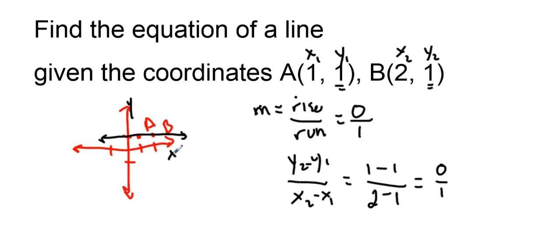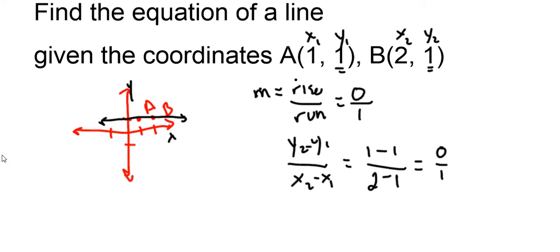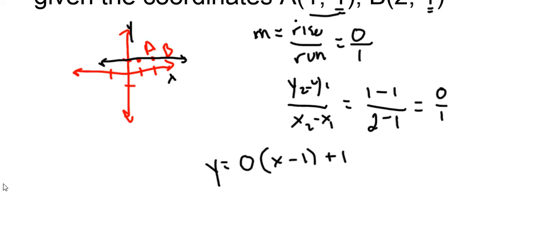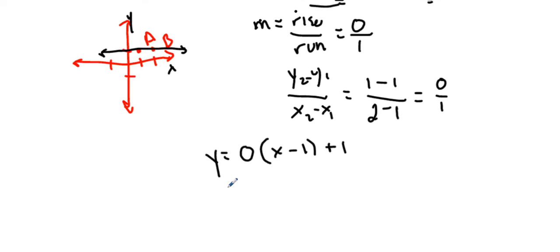Our slope is 0. Well, let's put that into our point slope form. y equals, we have a 0 slope, times x minus our point. Let's pick this one because it's 1, 1. It's pretty easy. 1 minus 1, and we're going to add our y, which is 1. Well, that's our equation. We normally wouldn't leave it like that, so what we have is y equals 1. That's actually our slope-intercept form, and that is our equation.